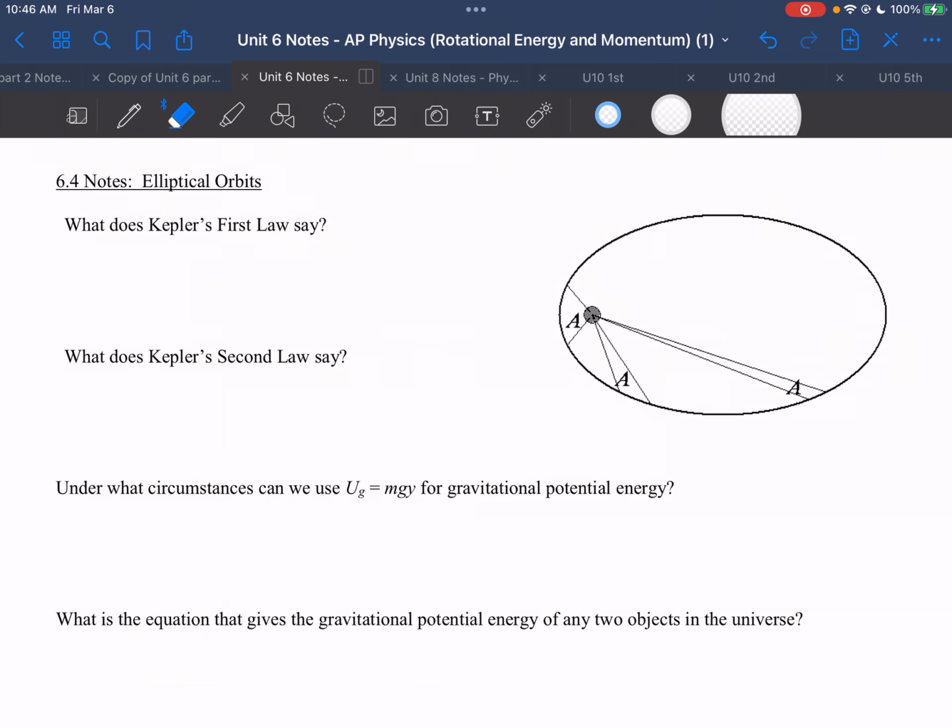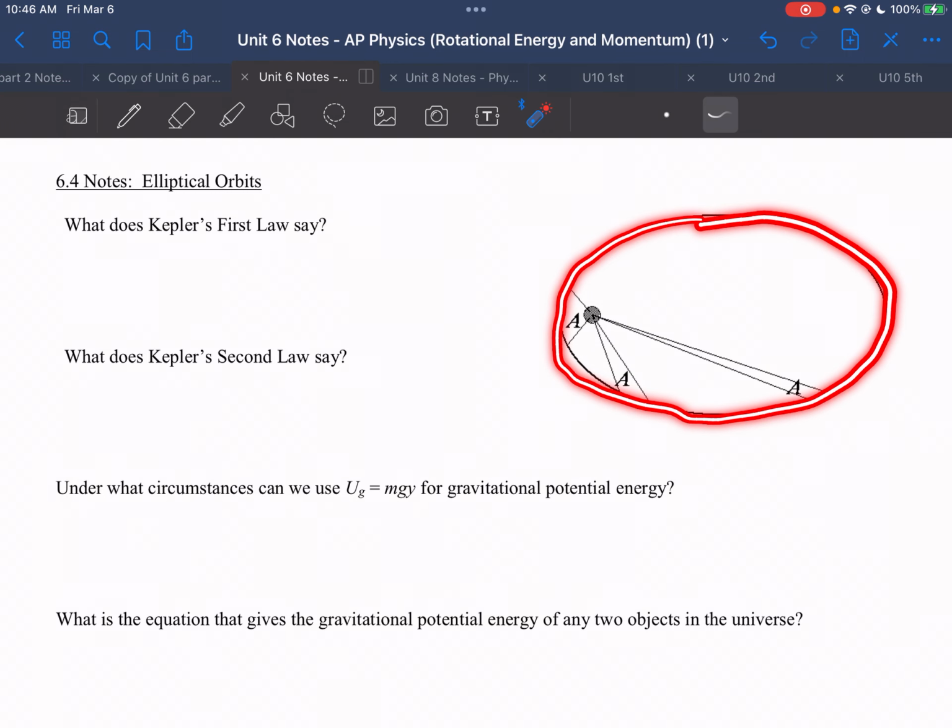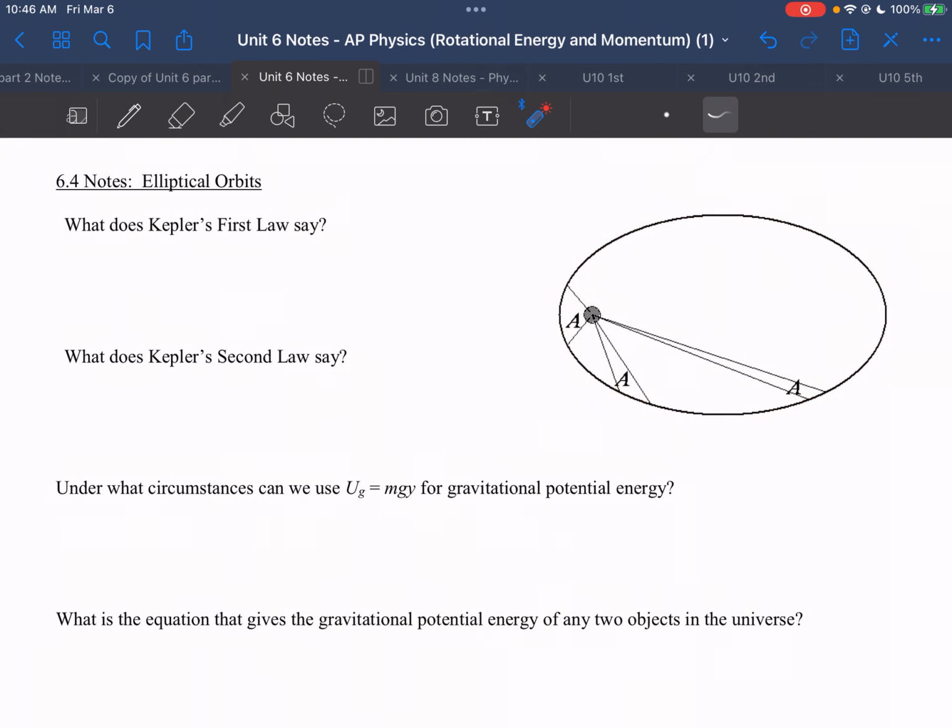All right, so we're looking at 6.4, which is elliptical orbits. Kepler's first law says that all planets will orbit some sort of central mass in an elliptical fashion, an elliptical orbit. So all planets orbit the sun in elliptical orbits. That's our first law.